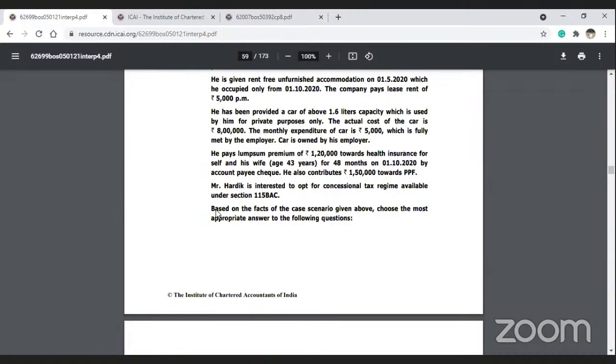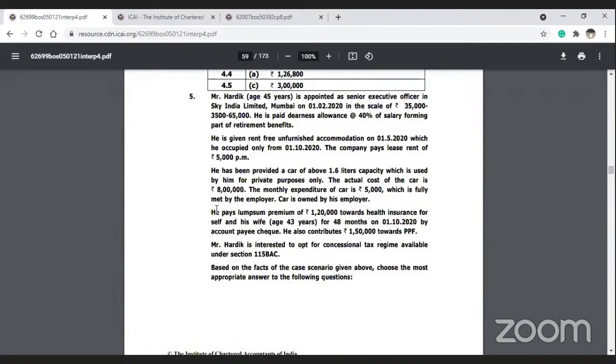Here, first we got basic salary. How much did we get as basic salary? 3 lakh, no, that is only for 4 months. 35,000 into 10. 4,27,000 basic salary.